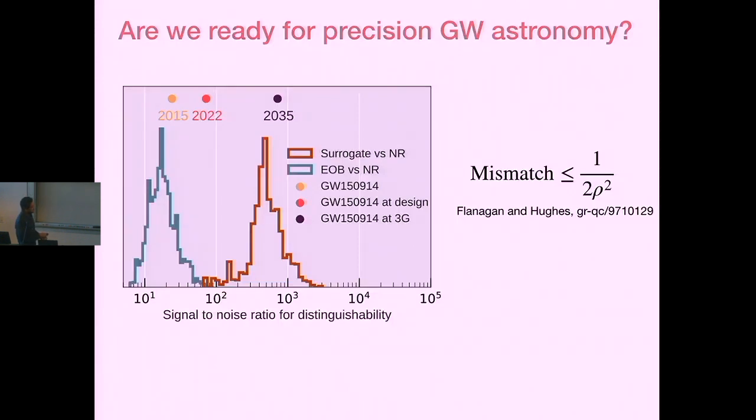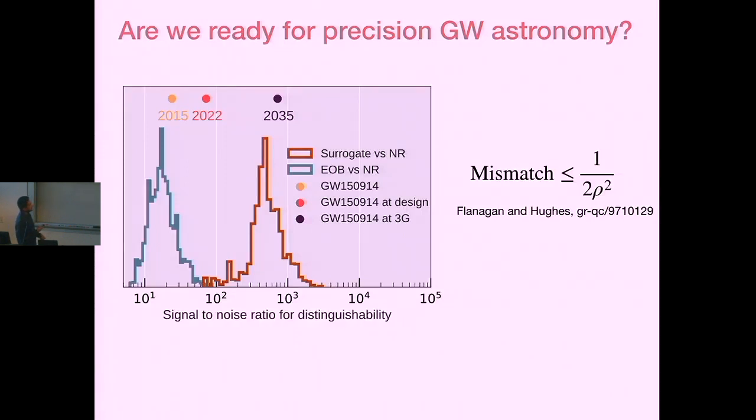And this is the signal to noise ratio at which these two models will become noticeably different from NR in our gravitational wave detections. So if we treat NR as the true waveform, this would be when our modeling errors will become larger than the statistical errors. And you can see that again, this is about an order of magnitude or so difference.